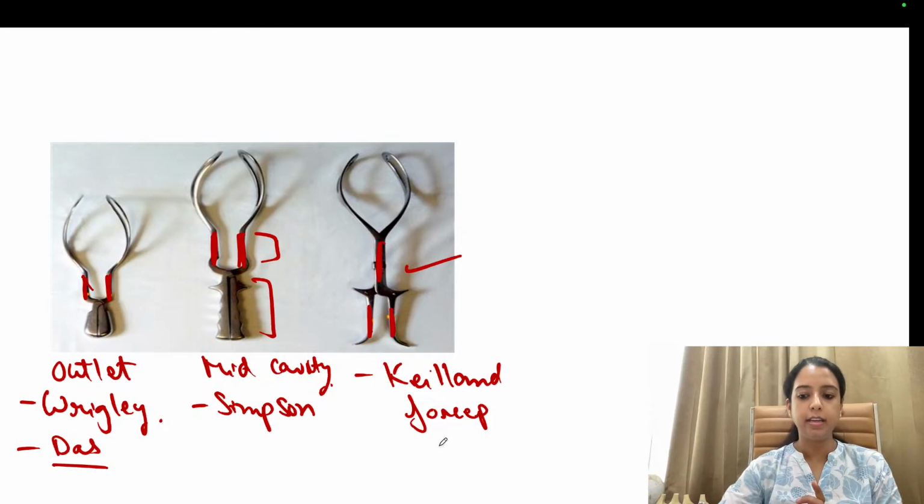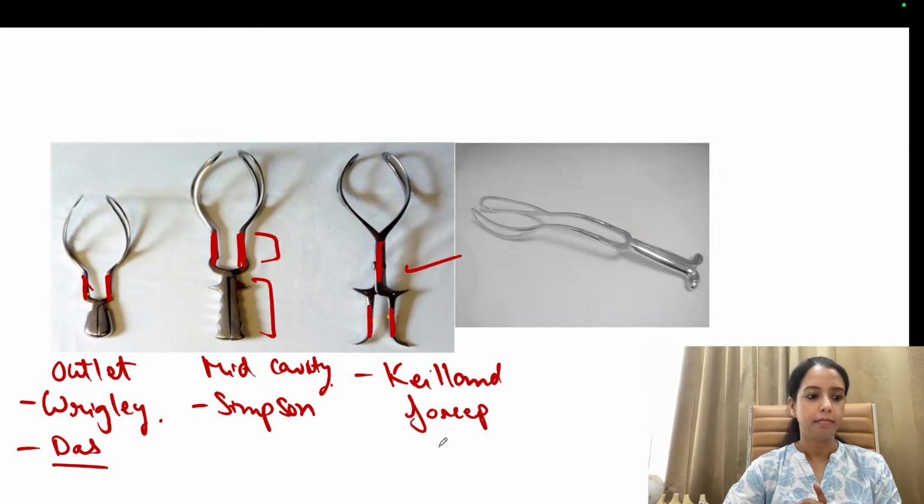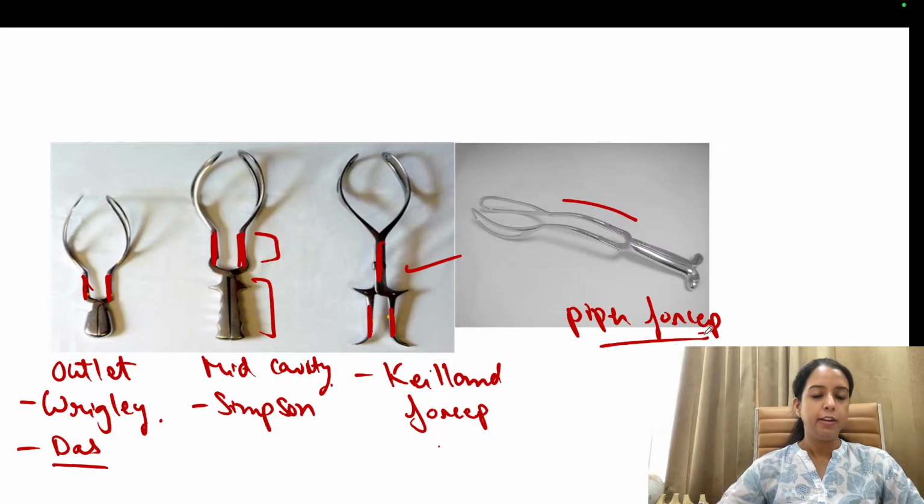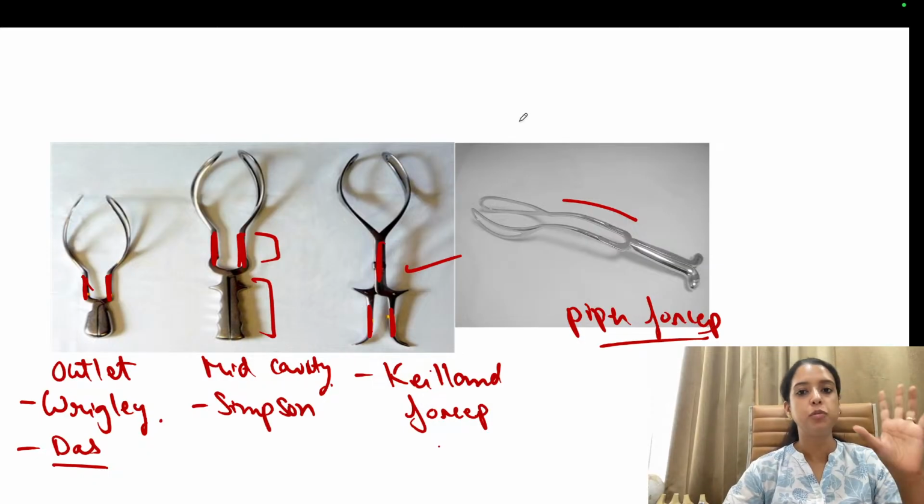Okay. What is this forceps? With the shanks curved. We have just done it. Yes, a Piper forceps. For a breech delivery, Piper forceps. So see all the forceps so that you remember which one is what. Okay.